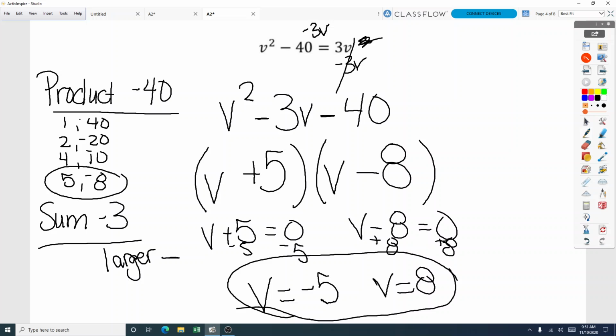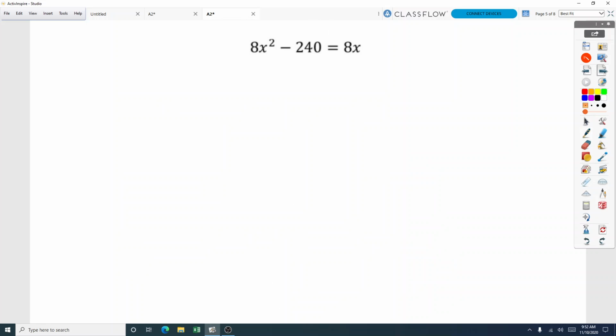So let's look at another one. Here we go. We got 8x squared minus 240 equals 8x. Now, that 8x is on the wrong side, so it's a positive 8x right now. So I'm going to go ahead and subtract it over here so that I get everything on the same side. Then I can start my factoring process.